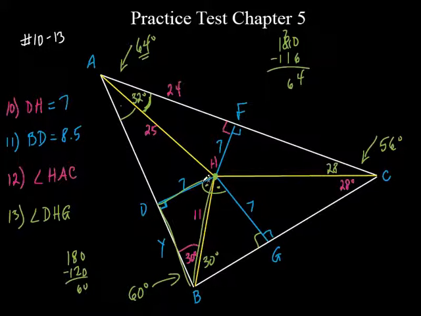But I want to find the whole big angle, angle DHG. I want to find this whole entire thing right here. So if this is 60 and this is 60, what's that whole angle? It's 120. Just add the two together. All right? That's not so bad, is it?